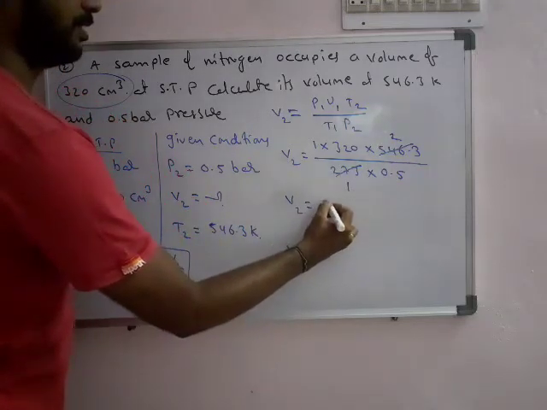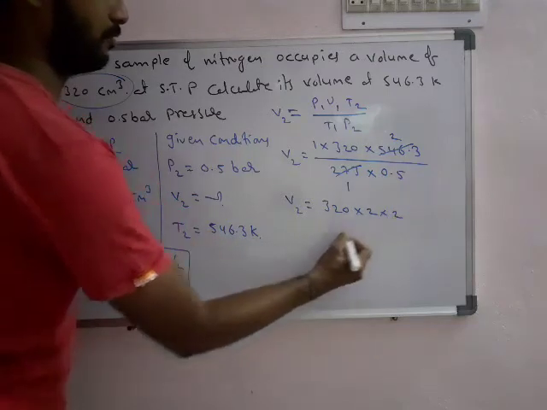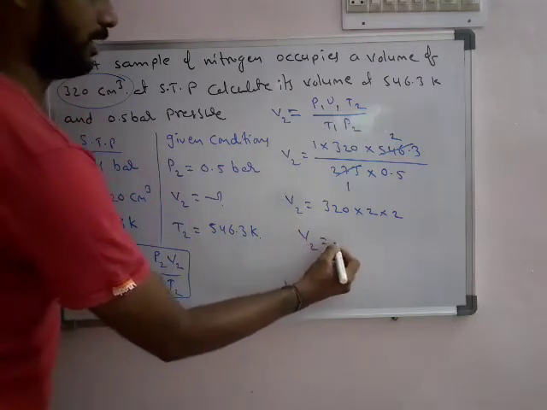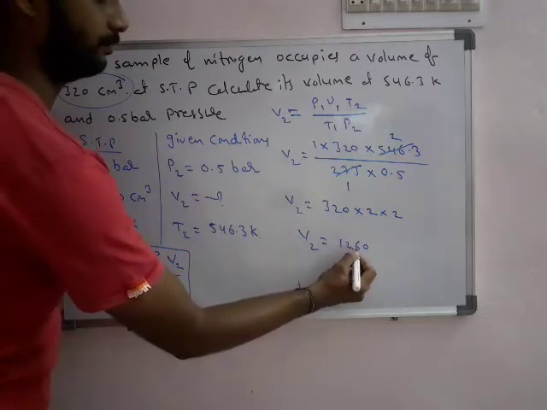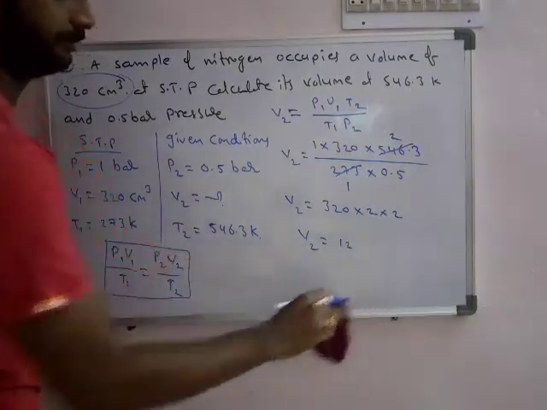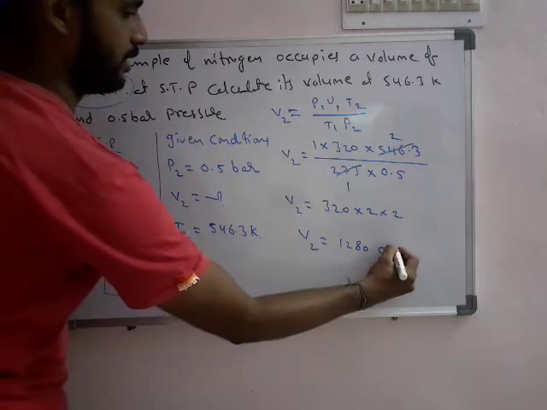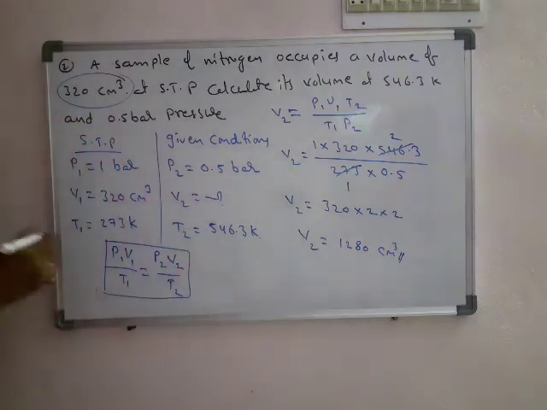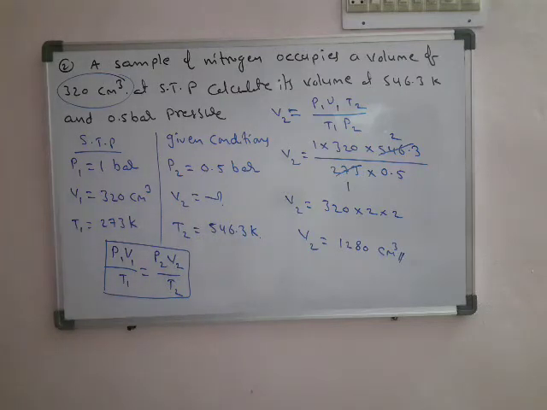So it becomes 320 into 2. So 0.5 means nothing but 1 by 2. So finally we get 1280, sorry, 1280 centimeter cube. So this is the volume of nitrogen at these conditions.